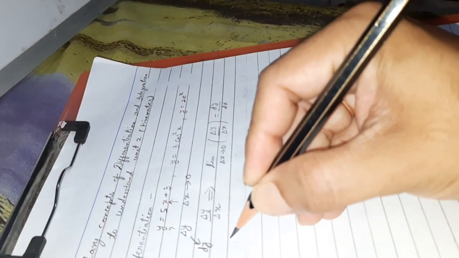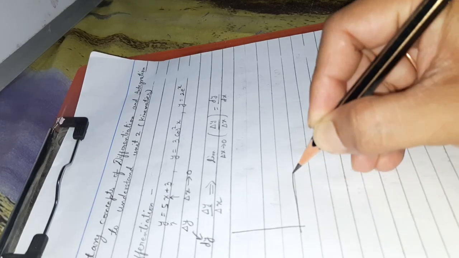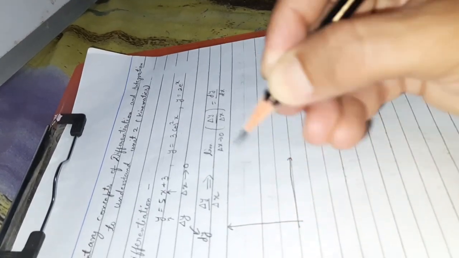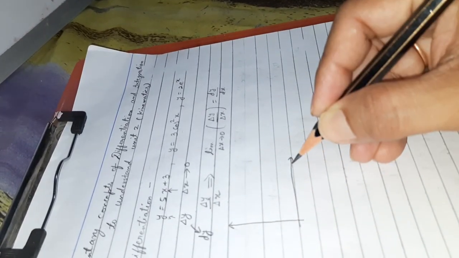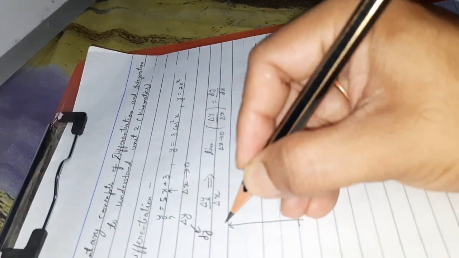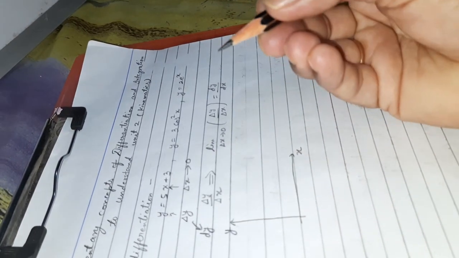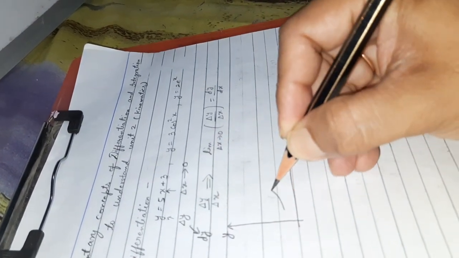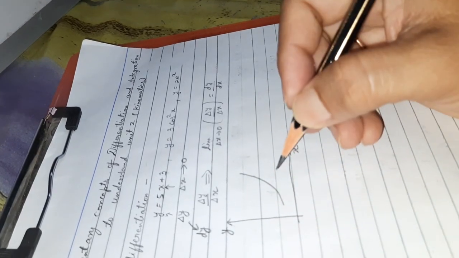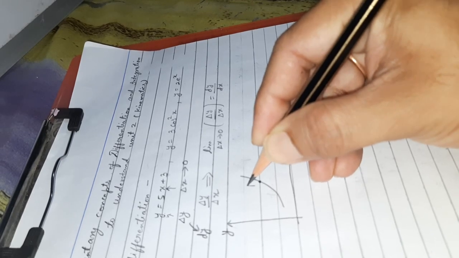This is the horizontal axis for the independent variable. Here the independent variable is x. This one is for the dependent variable, that is y, and suppose this is your curve, and here I am taking one point P.